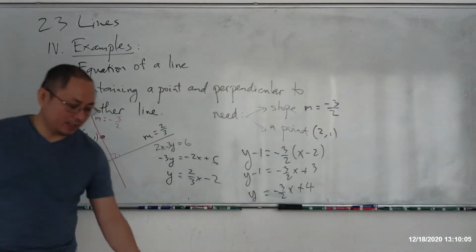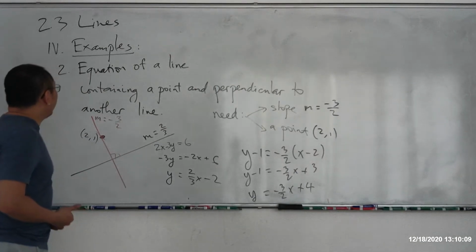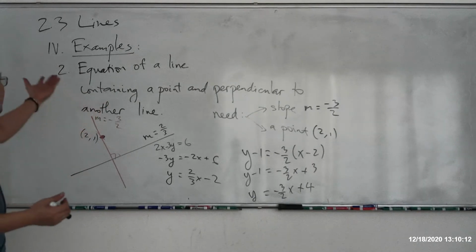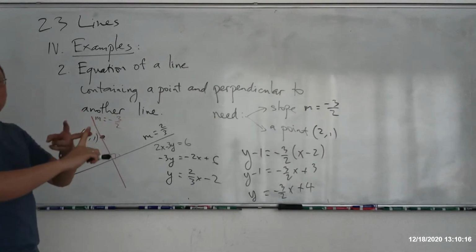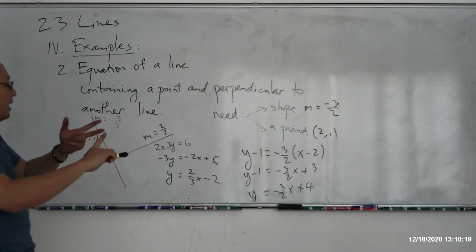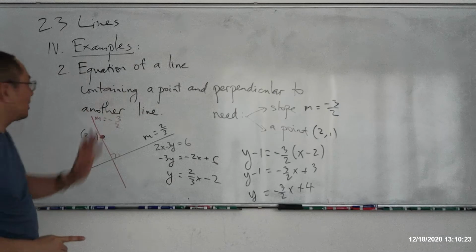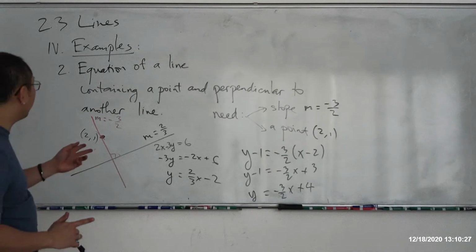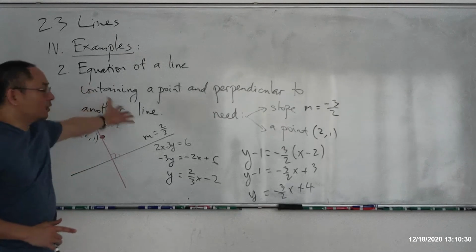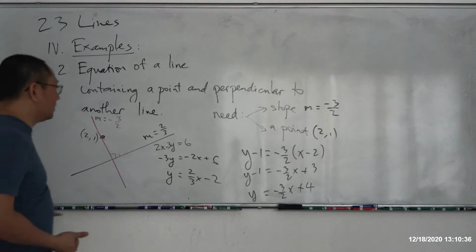Okay, so this is the end of section 2.3. We learned quite a few things in this section, right? Because everything was all about lines: slope of the line and types of equation of the line. We have point-slope equation, slope-intercept equation, general equation, and then the vertical and horizontal lines. And then we have parallel lines, we have perpendicular lines, and I showed you examples of how to find the equation of a line given some conditions.